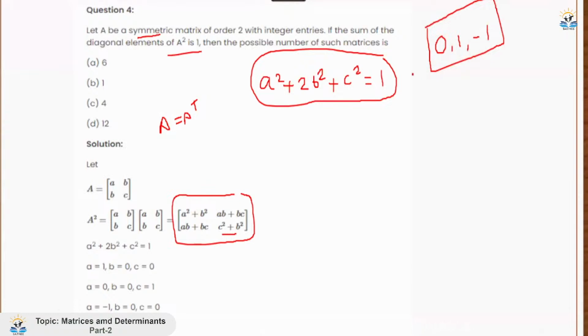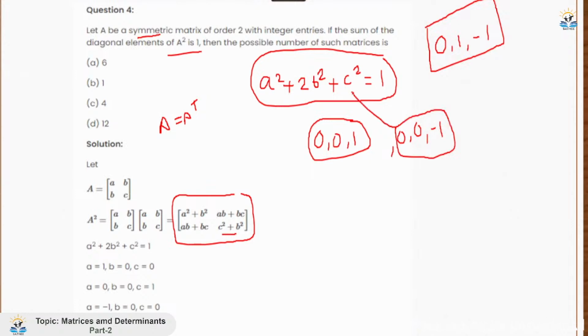Now using 0, 1 and minus 1, you need to form 1. So you need to use two zeros and a 1, or two zeros and a minus 1. These are the two possibilities. In these two possibilities also, there is a catch that you can't use b equal to 1, because then it will be multiplied by 2 and you will get 2. So basically, values of a and c can be plus minus 1.